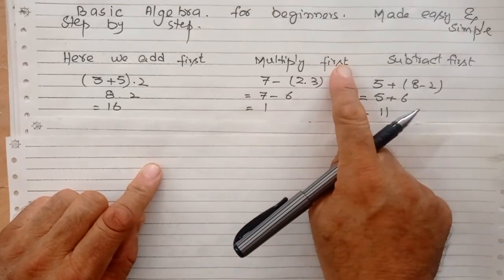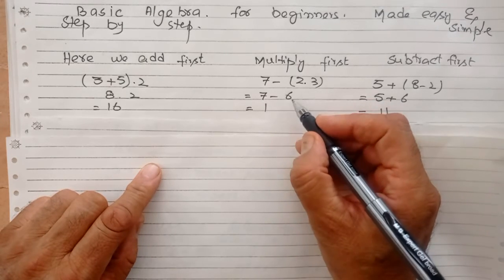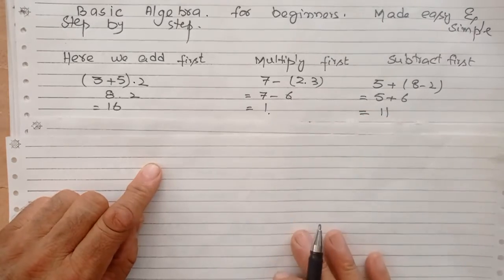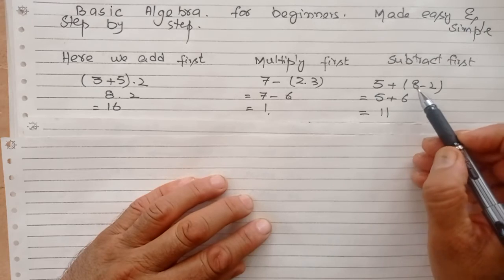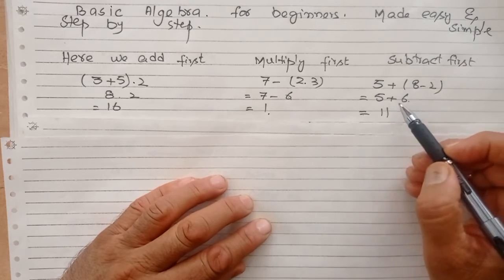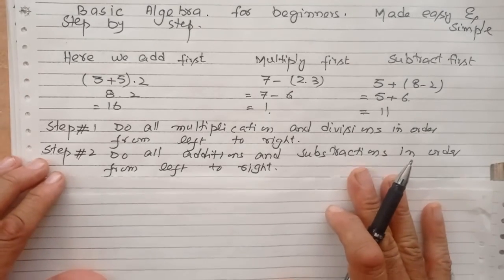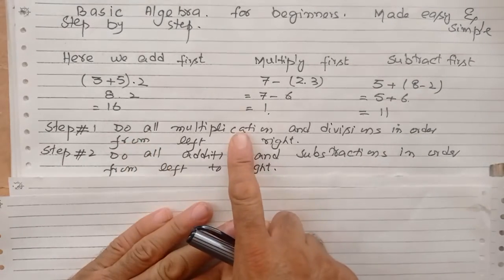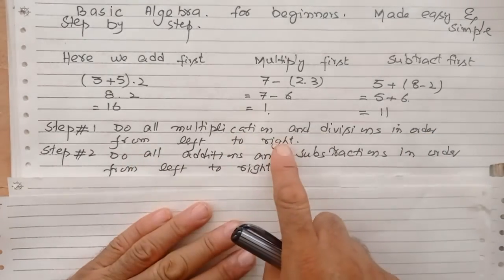We multiply first over here. First we will multiply 2 into 3, 6, and then 7 minus 6, 1. Subtract first. So over here we will subtract first. 8 minus 2, 6, and plus 5, 11. Now you should remember that you do all multiplications and divisions in order from left to right.